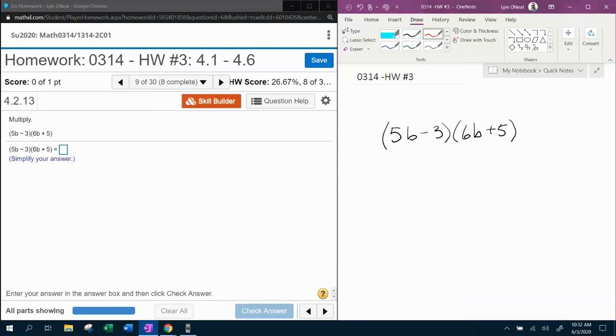All right, here we go. Question number 9 from our 0314 homework number 3 in MyLab Math. And the instructions say multiply. So what do we have here?